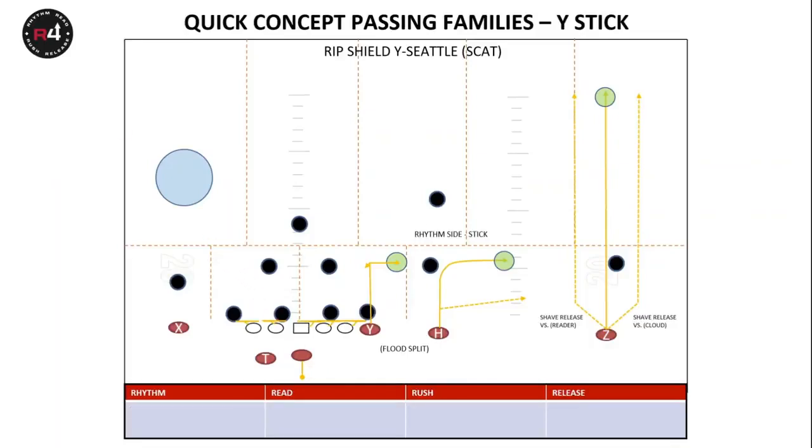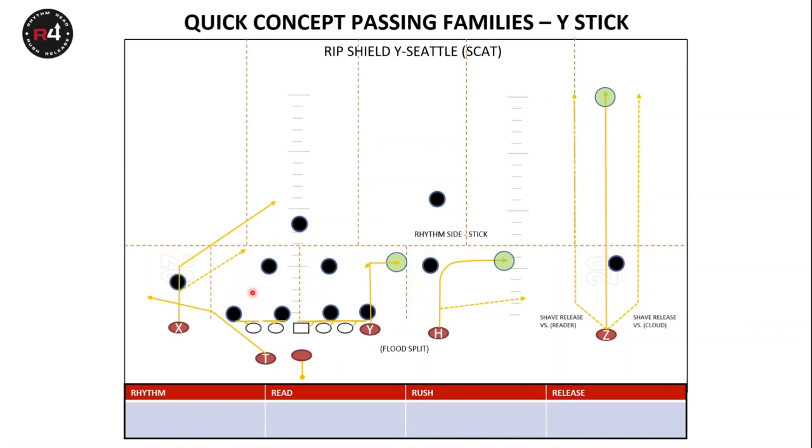In a 3-by-1 formation, the default backside combination paired with Y-stick is called SCAT. SCAT stands for slant and flat. Against zone coverage, the slant will be elongated to 5 steps. We call a 5-step slant a glance route. Against press man coverage, the slant is run at 3 steps. This is more of a traditional slant route.